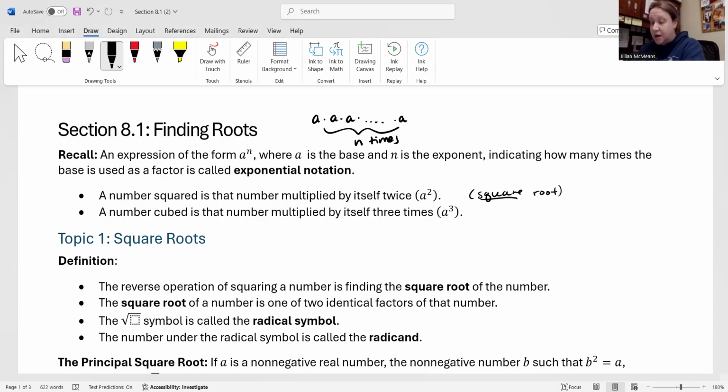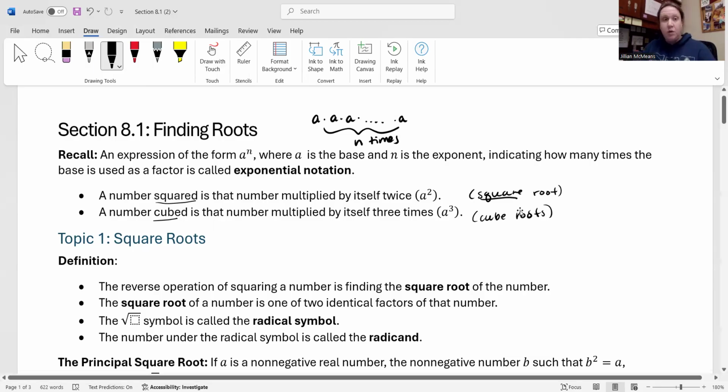Now, we could also say a number cubed is that number multiplied by itself 3 times. We could say a to the third power. We could say a to the power of 3. We could also just say a cubed. And again, I bring this up because in a moment we're going to talk about cube roots. Okay? So just keep all of that in mind.